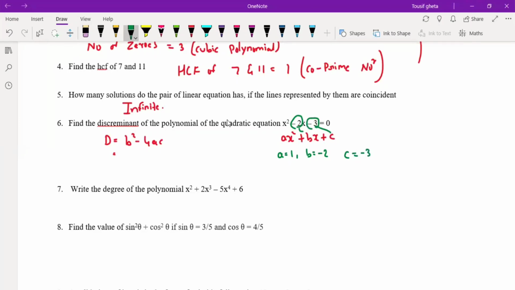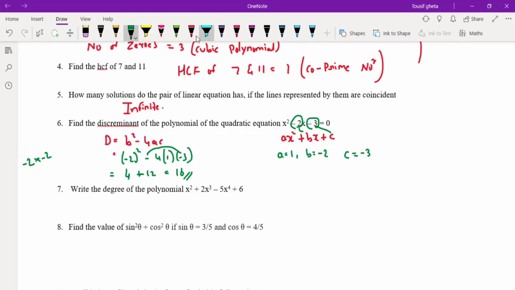That's what we substitute in the discriminant formula. The b value we got is minus 2 square minus 4 times a value 1 and the c value minus 3. Just multiply. Minus 2 square will give the value 4. How 4? Minus 2 into minus 2, we multiply 2 times and we get 4, plus 4. Minus into minus will give a plus, and 4 3s are 12. The discriminant value is going to be 16.